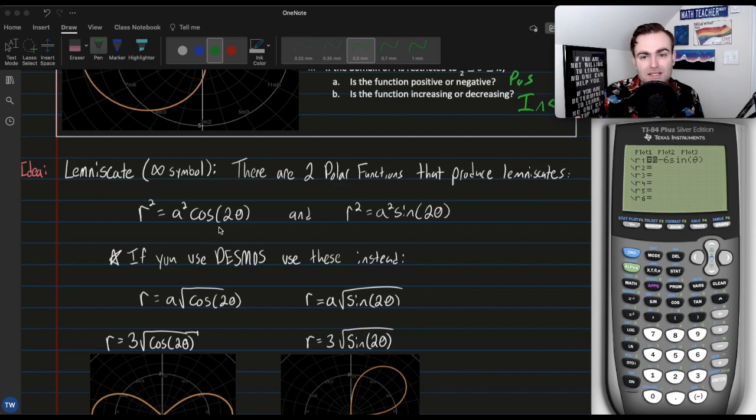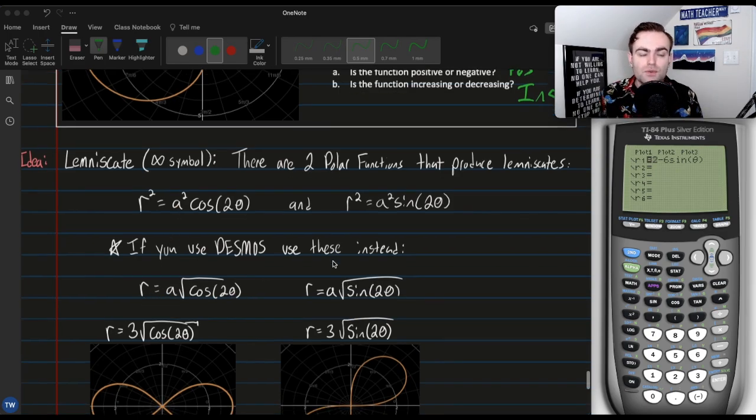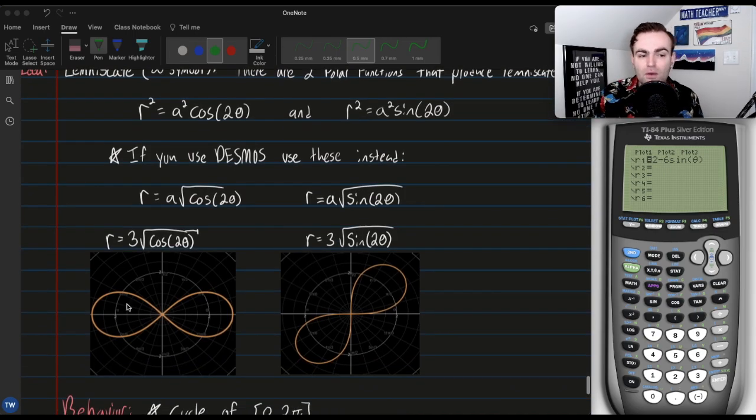But if you're using Desmos or you're using a calculator like a TI-84 like we have here, you have to square root both sides, which gives us r is equal to a square root of cosine 2 theta. So if we want one that starts on the polar axis, we have to use cosine. Not starting on the polar axis, we use sine. So again, you have to be careful. It's not vertical and horizontal. It's on the polar axis and not on the polar axis.